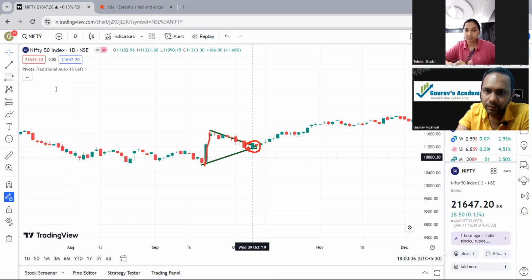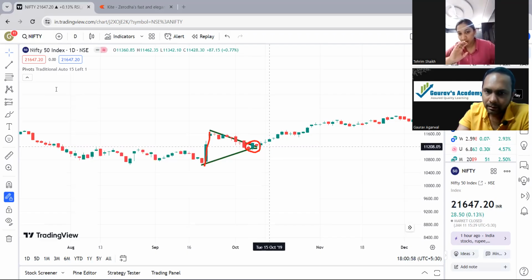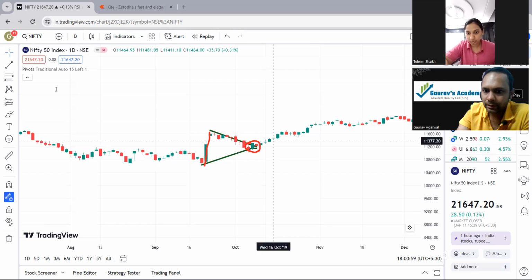Here also, once we have a symmetrical triangle pattern, then based on this candle we will take a trade. If it crosses the high, then we will take a buy trade. If it crosses the low, then we will take a short trade. In this scenario, the high was 11321. Since it crossed the high here in this area, we can take a trade in this area, right?